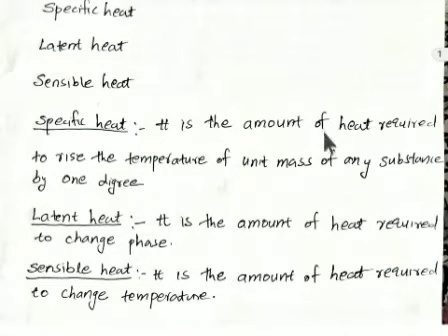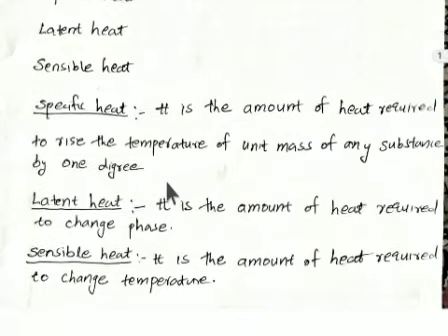Specific heat is the amount of heat required to raise the temperature of unit mass of any substance by 1 degree. It means, consider a unit mass of water at 25 degrees Celsius. I want to change the temperature to 26 degrees Celsius. For that purpose, the amount of heat required is called specific heat.